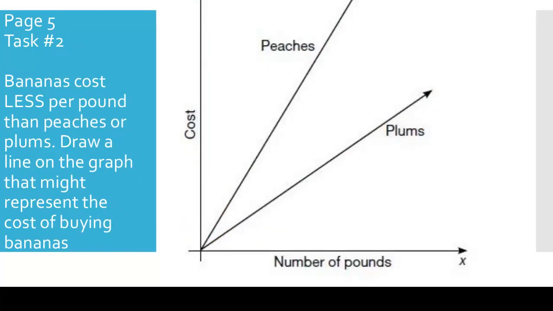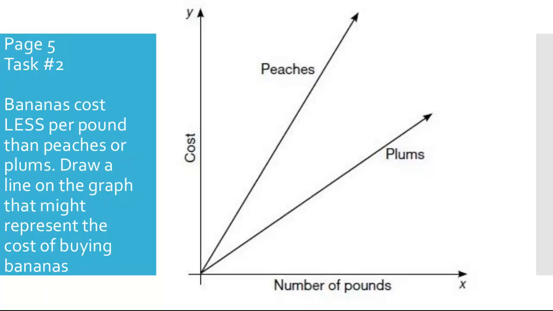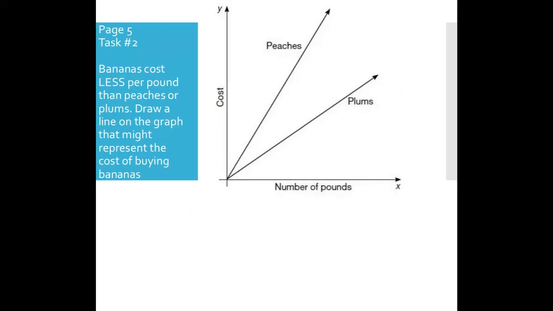All right, let's take a look at this one. Bananas cost less per pound than peaches or plums. Draw a line on the graph that might represent the cost of buying bananas. Draw a line. Show me bananas. I feel like a talk show host. Show me a line for bananas. Bananas cost less per pound than peaches or plums. Draw a line on the graph that might represent the cost of buying bananas.